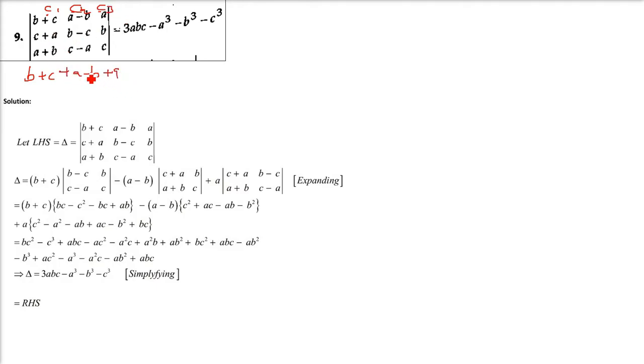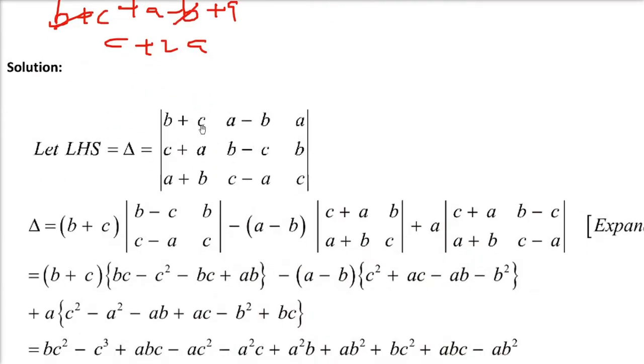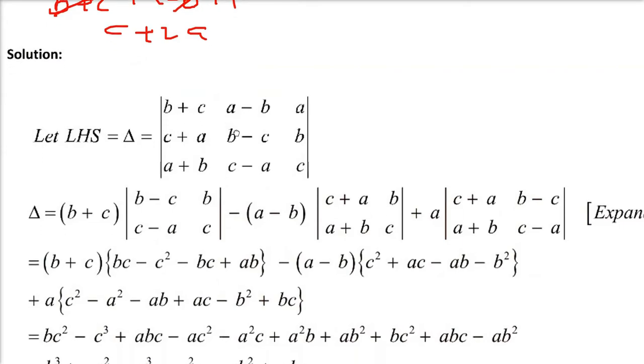If you add these three columns, what do you get? You get C plus 2A. So you're not getting any benefit. The benefit is only when you get 1 or 0. Then it is worth doing. So what you have to do, I'm going to show you here only, because it's simple multiplication determinant.